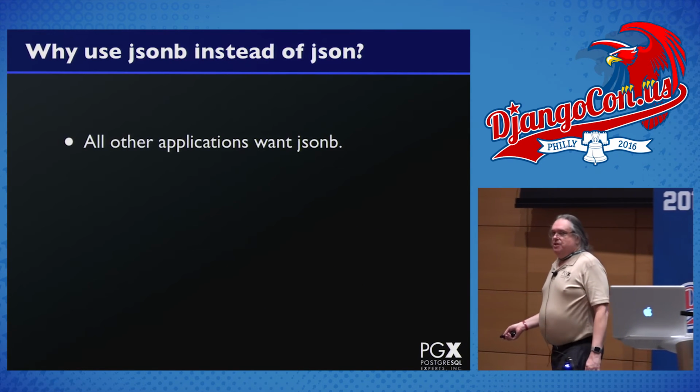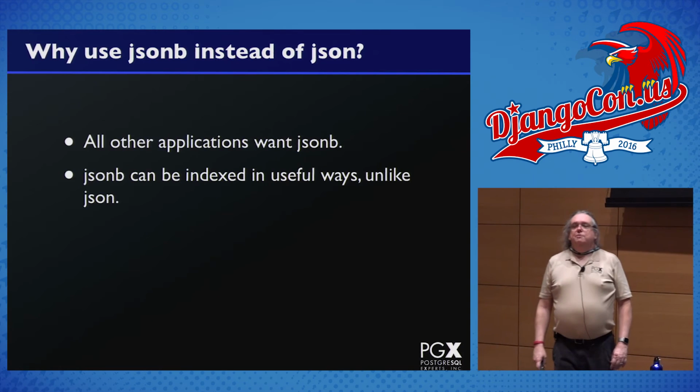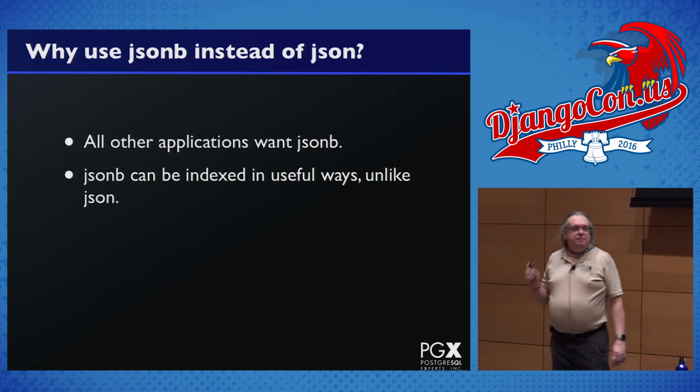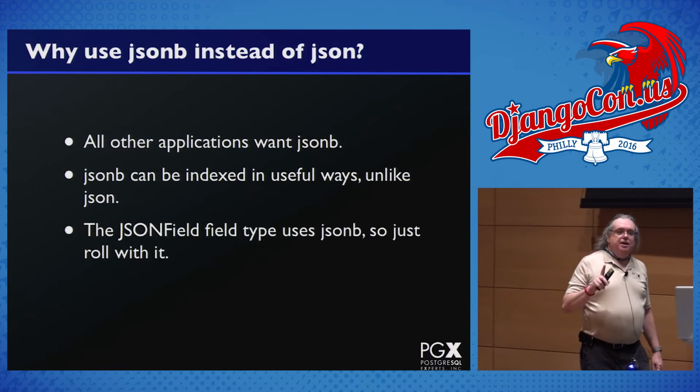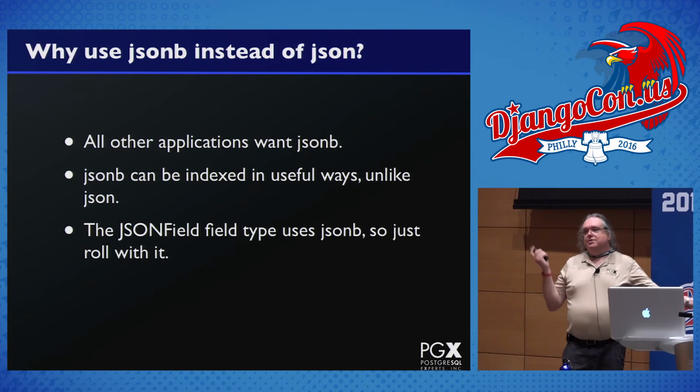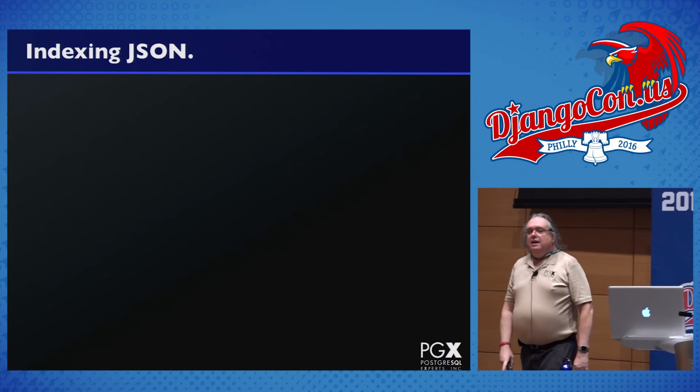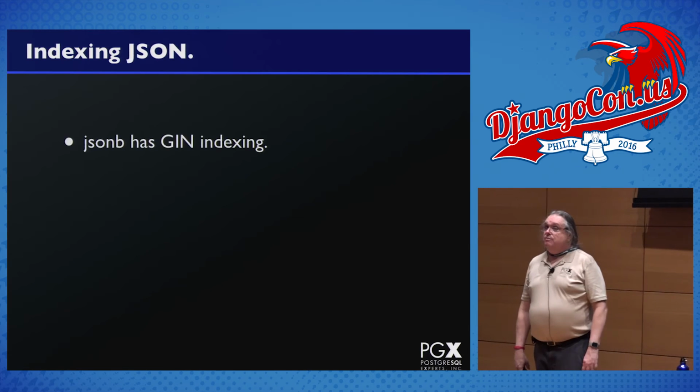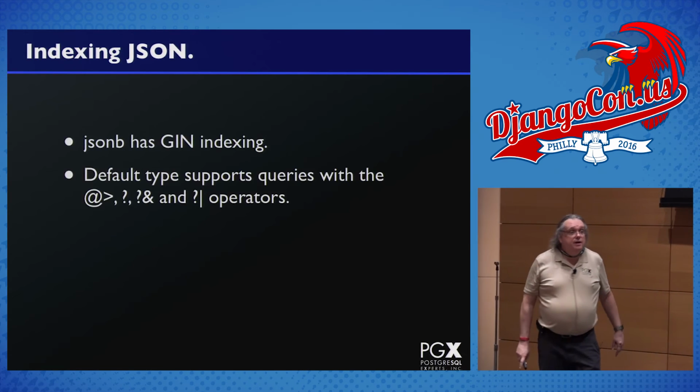Basically, everything else you want JSONb. And the biggest advantage is JSONb can be indexed in useful ways, unlike JSON. And the JSON field type gives you JSONb anyway, so just roll with it. Indexing JSON. So we use GIN indexing. Remember, this is for key value pair kind of stuff.